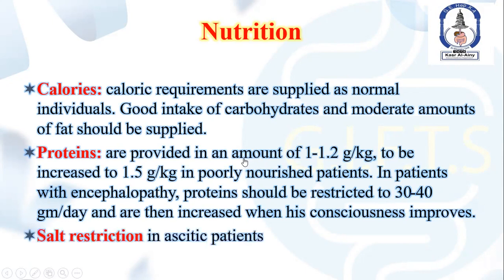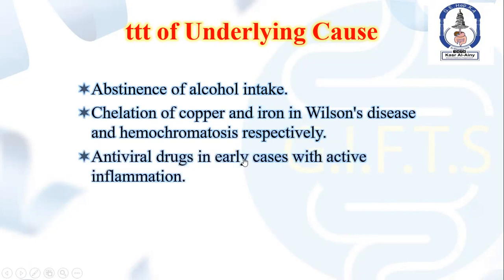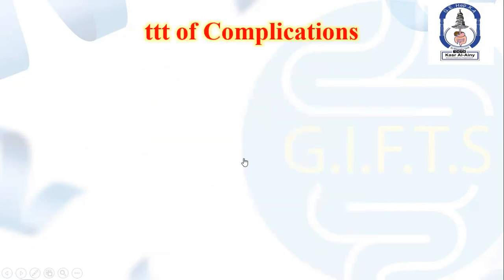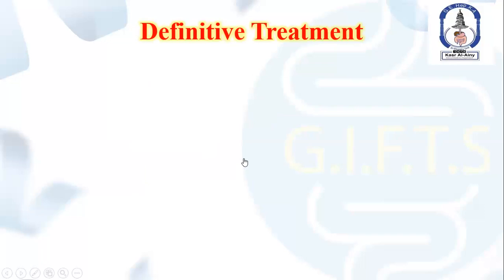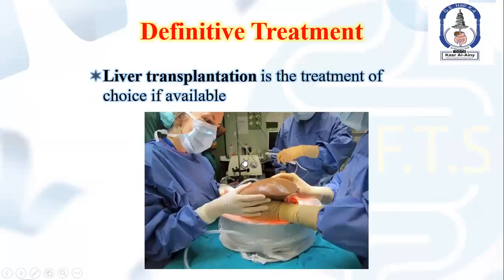Salt restriction, of course, in patients with ascites. What is the treatment of the underlying cause? It is abstinence from alcohol, chelation of copper in Wilson disease and hemochromatosis, antivirals in viral hepatitis, and corticosteroids in autoimmune hepatitis. The treatment of complications covers ascites, encephalopathy, bleeding, spontaneous bacterial peritonitis, and renal impairment. The definitive treatment of such patients is, of course, liver transplantation, which is the treatment of choice.